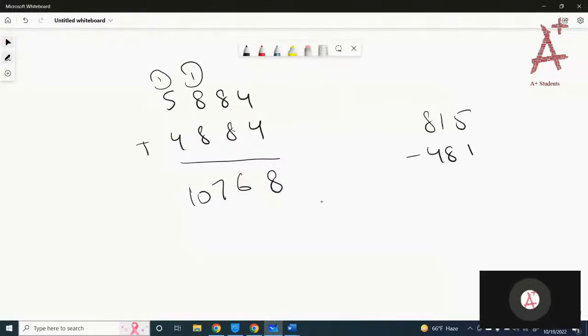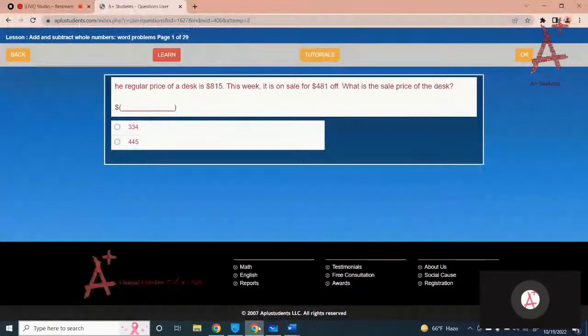815 minus 481. So start subtracting from the ones digit. 5 subtract 1 is 4. You cannot subtract 1 out of 8, so you have to borrow 1, so it would be then 11. Got it? So 11 subtract 8 is 3, and 7 subtract 4 is 3. Got it? That means the price after the discount is $334. Got it? So select the correct option and click on the OK button.